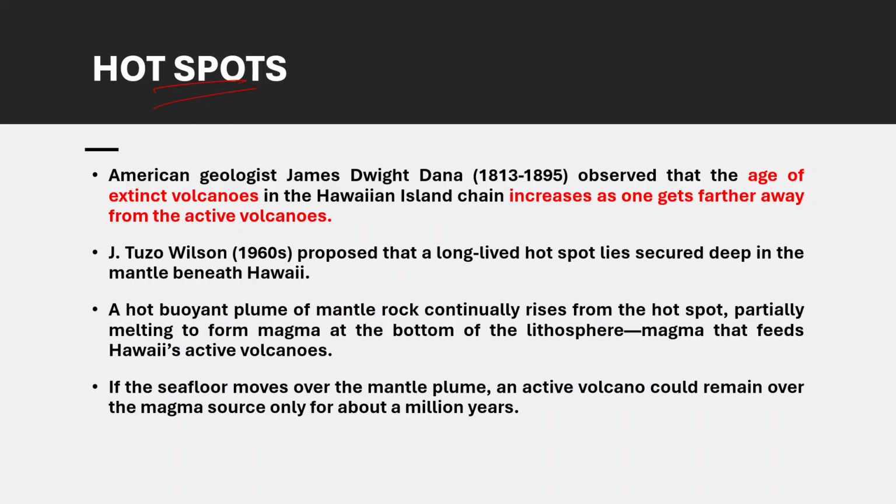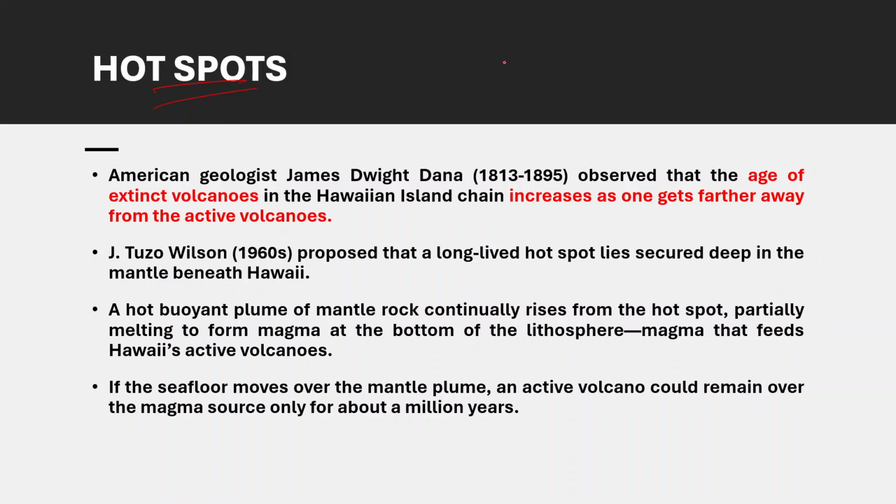In that time he observed the age of extinct volcanoes, those ones which have stopped erupting. There is no particular activity going on, and over time they are getting eroded, eroded meaning the surface is getting deteriorated over time. What he saw is that such extinct volcanoes were older than the active volcanoes currently present, especially in the Hawaiian island chain.